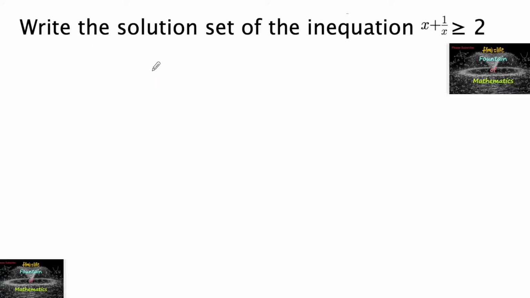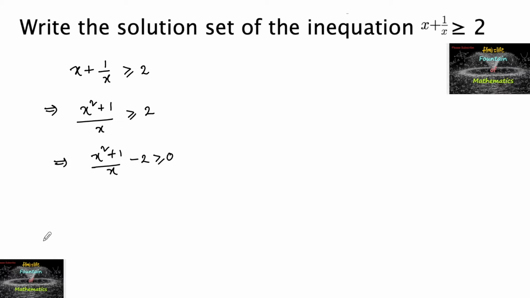Write the solution set of the inequation x plus 1 upon x is greater than or equal to 2. Which implies x square plus 1 upon x is greater than or equal to 2, or we can also write this as x square plus 1 upon x minus 2 is greater than or equal to 0. So whenever there is an inequality, let's not do cross multiplication. Let's bring the right hand side to the left side and make one side 0, so we will not miss any solution, okay?